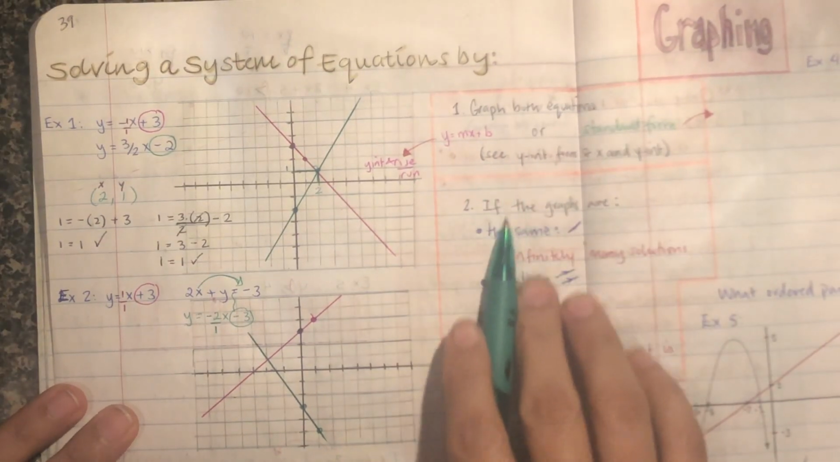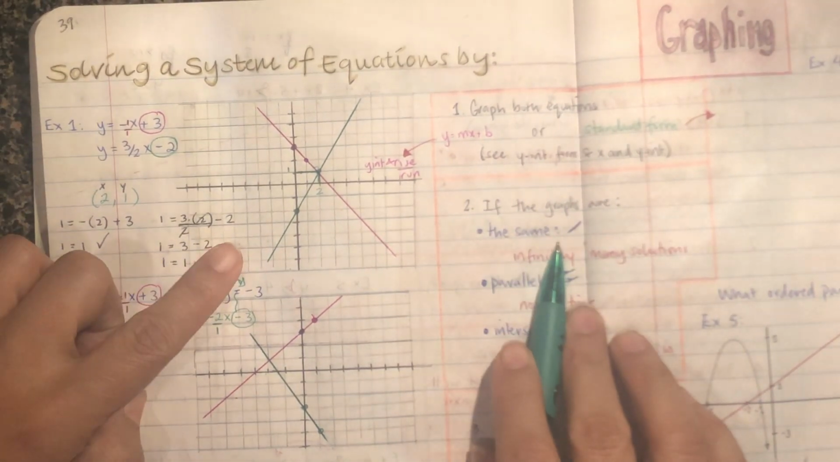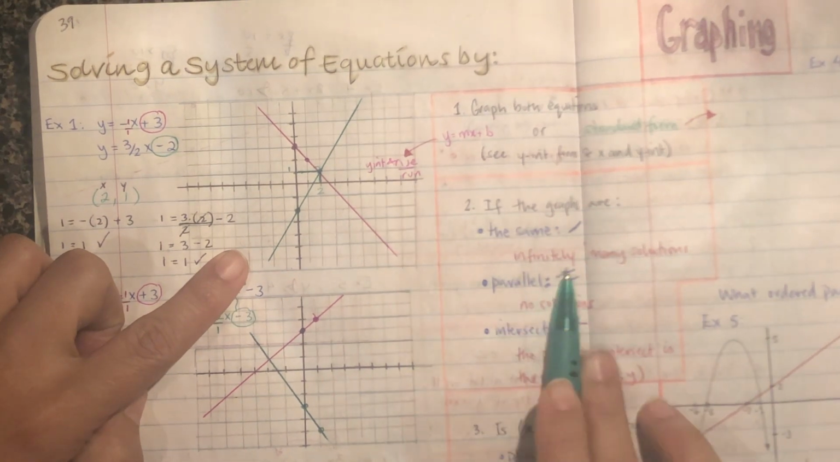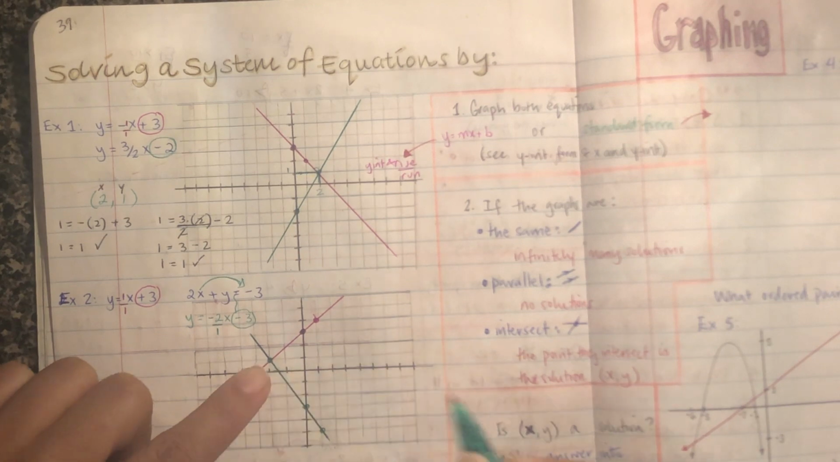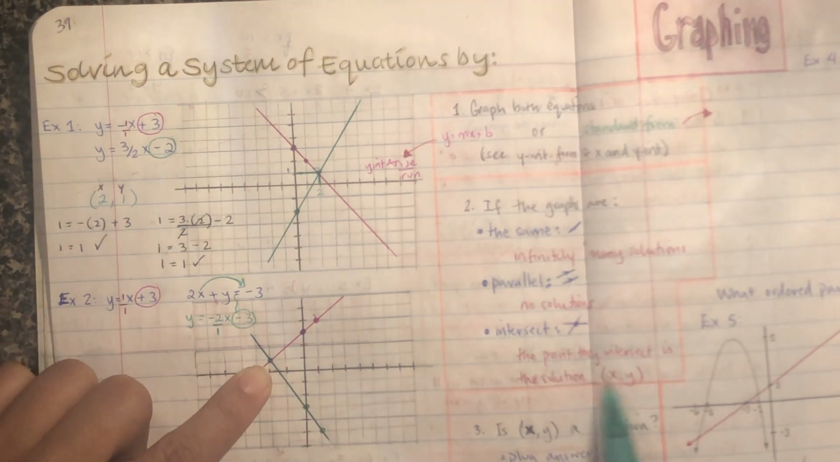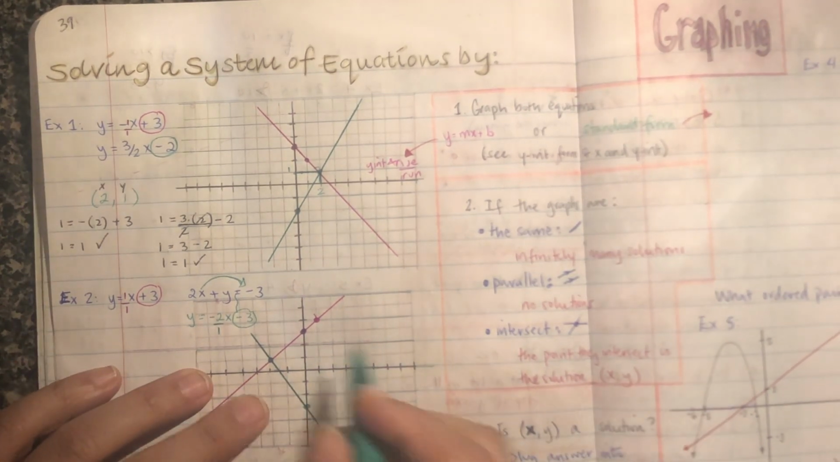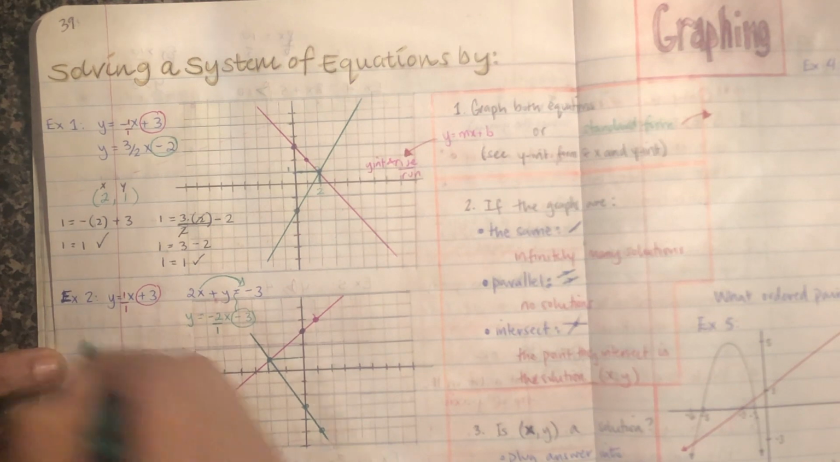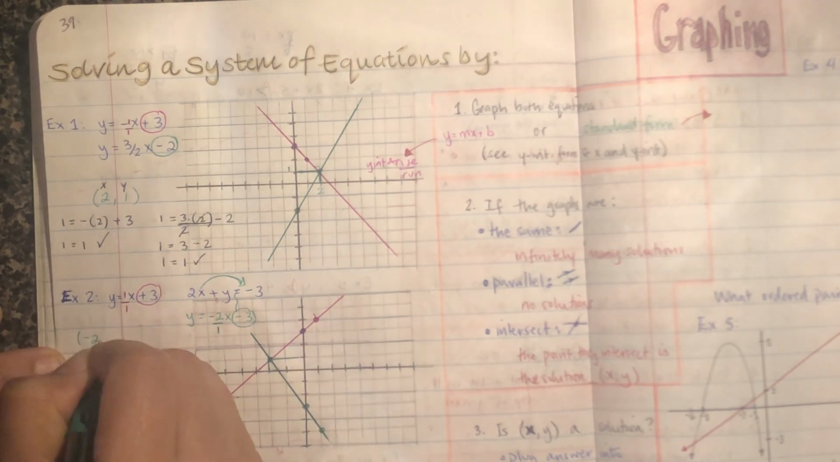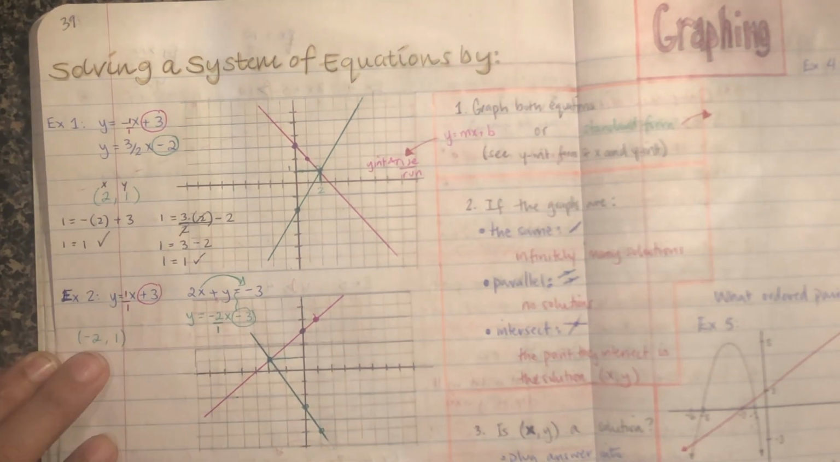So I've graphed both equations. If the graphs are the same, are they the same? No. Are they parallel, which means they never meet? No. Do they intersect? Yes, they do. They intersect at this point right here, where they cross over. That point is the solution. So you just find your x and your y. So my x is -2 and my y is 1. So my solution here is x is -2 and y is 1.